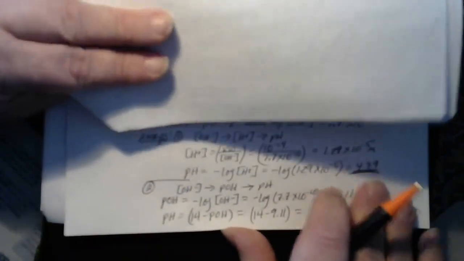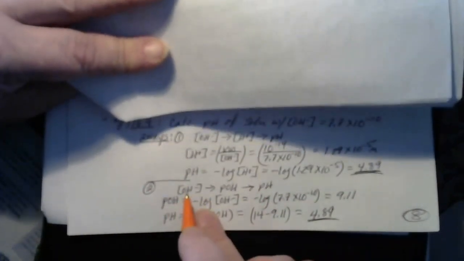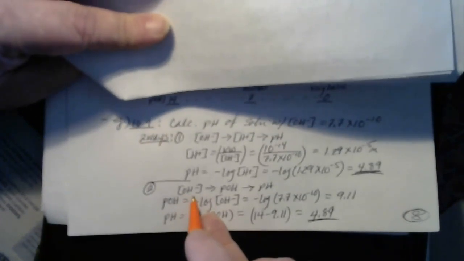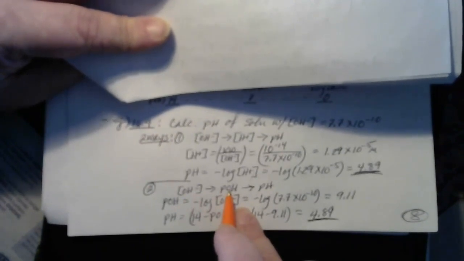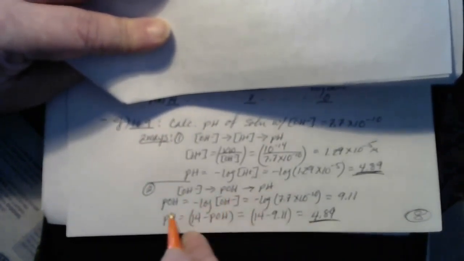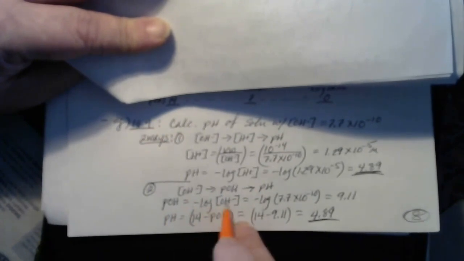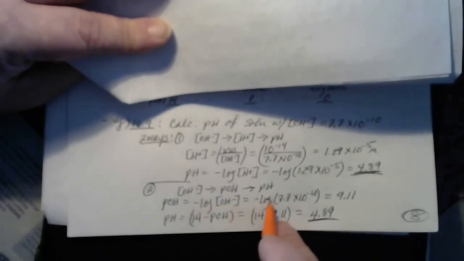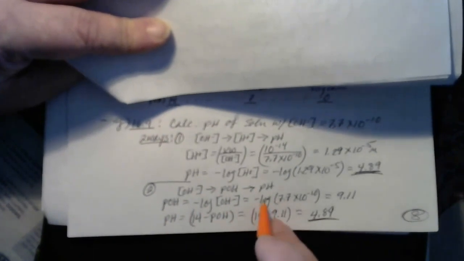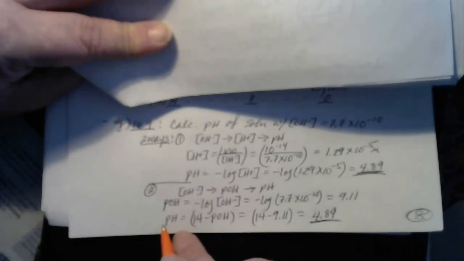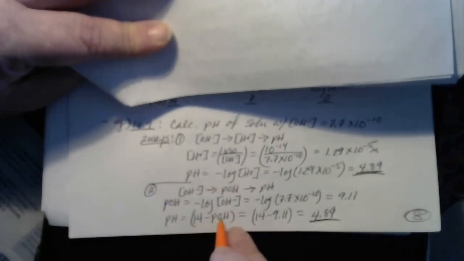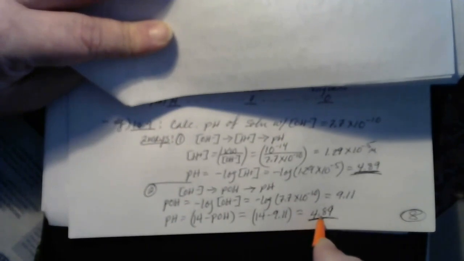The other way you could do it, and this way is actually a little bit easier in a problem like this, is take the OH minus concentration and first find the pOH and then find the pH. Because the pOH is just going to be the negative log of the OH minus concentration, which was 7.7 times 10 to the minus 10. Take the negative log of that, you get 9.11. And then take 14 minus that, and you've got the pH, which, what do you know, is 4.89. So either way will work.